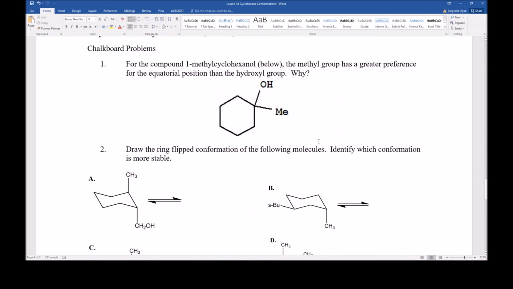So here, this can ring flip in such a way that either the hydroxy group is in the axial position or the methyl group is in the equatorial position. And if you ring flip it, then the hydroxy group would be in the equatorial position and the methyl group would be in the axial position. And it says the methyl group has a greater preference for the equatorial position than the hydroxyl group, and you need to think about why.